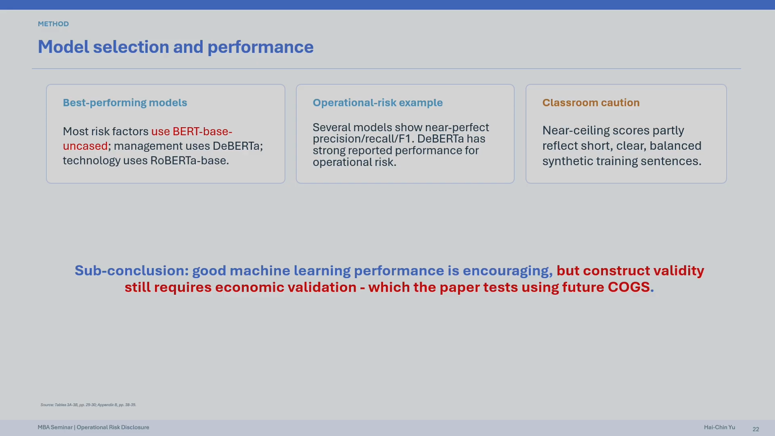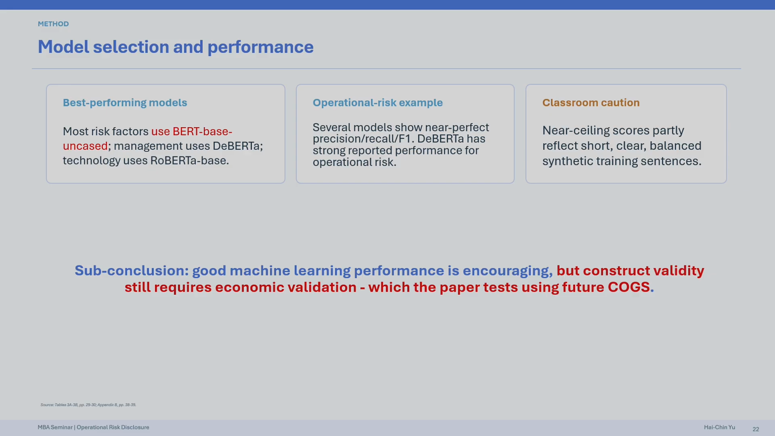And for the model selection, they use BERT-based cased for most risk factors, and management uses DistilBERT, and technology uses RoBERTa-based, a different one. So it's just a training model and getting the results, and we can get all these balanced sentences. So good machine learning performance is encouraging, but construct validity is still required.